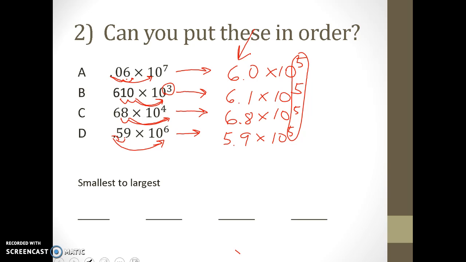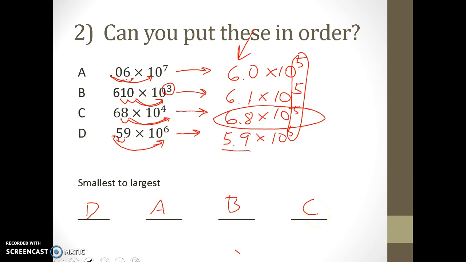The smallest number is letter D because it's 5.9 times 10 to the 5th. Then we have the 6.0, which is letter A. Then we have the 6.1, which is letter B. And then the biggest number is letter C, which is the 6.8 times 10 to the 5th.